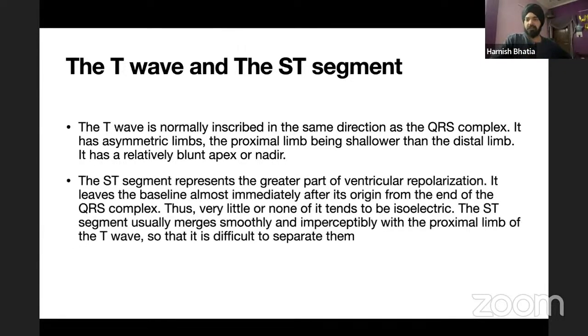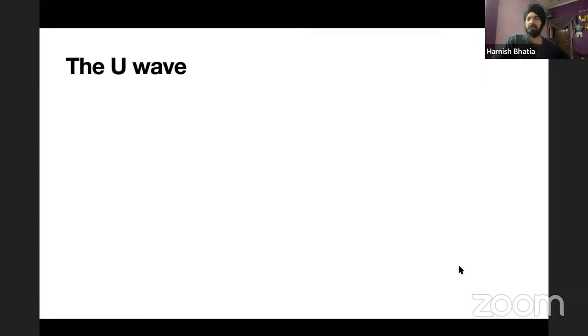The ST segment represents the greater part of the ventricular repolarization. So the ST segment and the T wave together make the ventricular repolarization. It leaves the baseline almost immediately after its origin from the end of the QRS complex. Thus, very little or none of it tends to be isoelectric. The ST segment usually merges smoothly and imperceptibly with the proximal limb of the T wave, so that it is difficult to separate them.